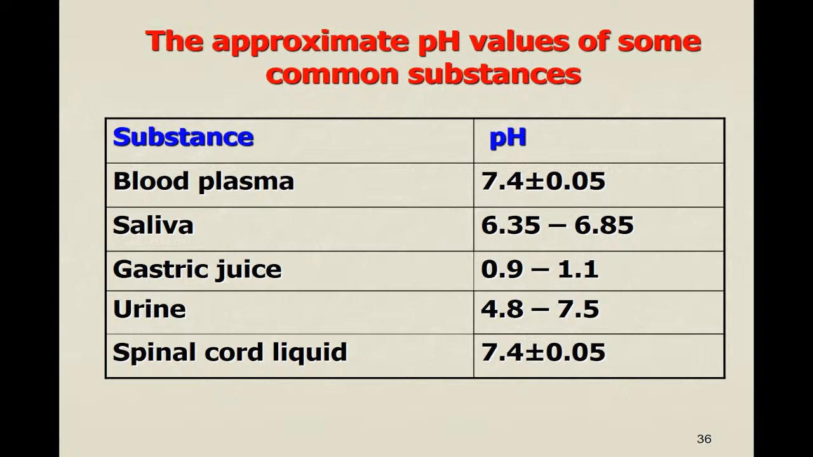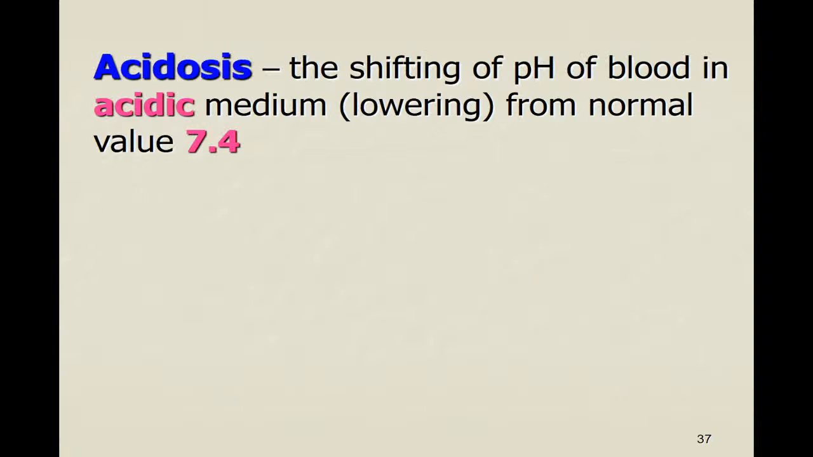What is important to understand here is that blood pH imbalance can lead to two conditions: acidosis and alkalosis. What is acidosis? It's a shift of blood pH into the acidic range, lowering from the normal value of 7.4, that means lower than 7.35. This is already acidosis. I will mention the classification later. The maximum shift of pH in the acidic direction is 0.6, that means the lowest value is 6.8.